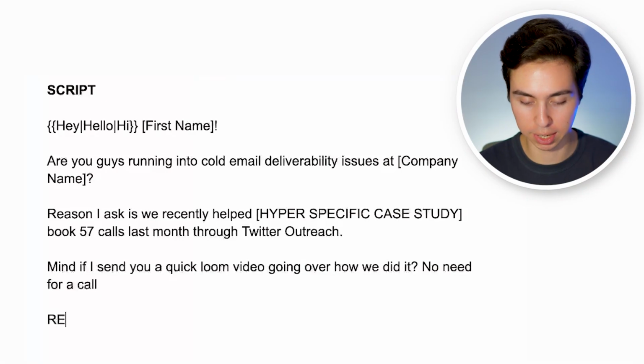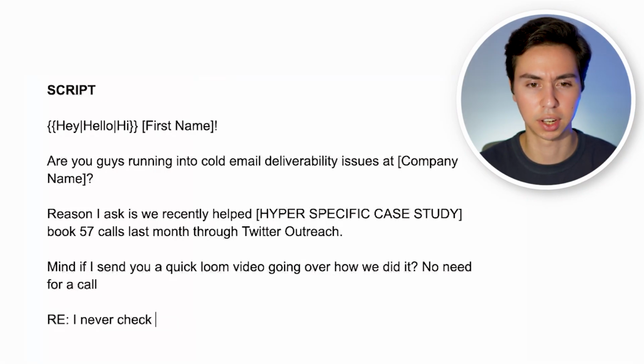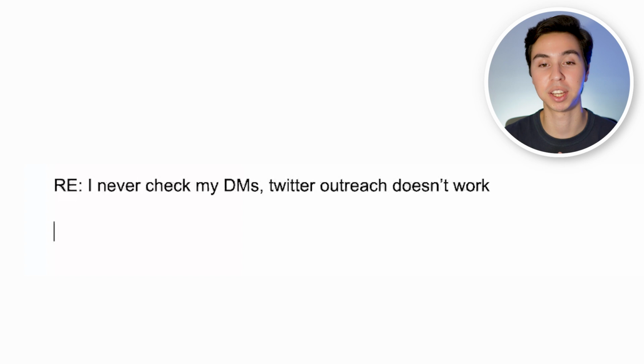However, if they don't want a Loom, or they don't watch your Loom and they just start asking questions, let's just say they reply and they say, I never check my DMs, Twitter outreach doesn't work. So essentially what you want to do is you want to acknowledge, and then you want to hit them with a bunch of proof that what they're saying really doesn't make sense, or that it's just not true. So in this case, like, hey, I never check my DMs, Twitter outreach doesn't work.